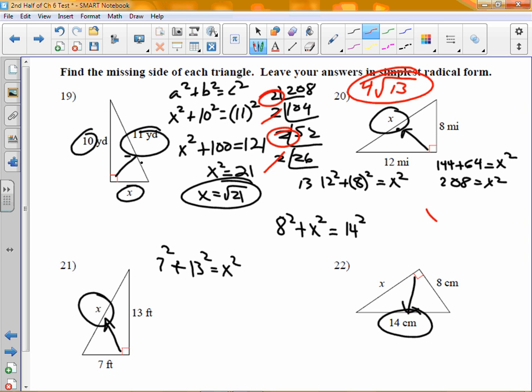When x squared is a leg, you go 64 plus x squared equals 144. Now this 64 needs to be moved to the other side. So when I subtract, that's not right. 14 squared is 196. So x squared equals, move that 64 to the other side, so that gives me 132. Again, take the square root of both sides. x equals square root of 132. I don't know whether or not square root of 132 simplifies.